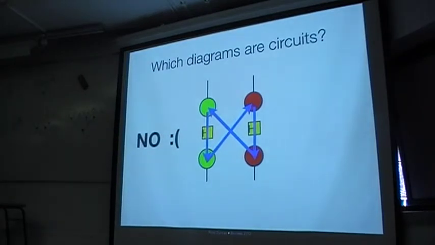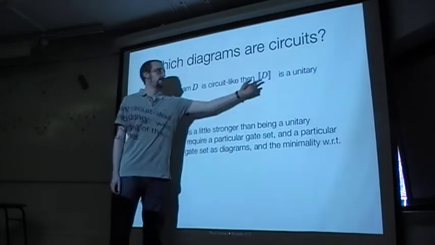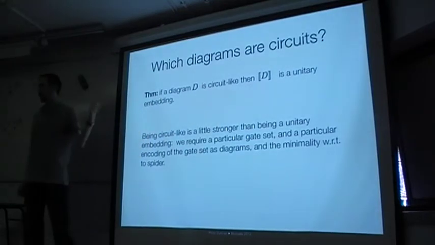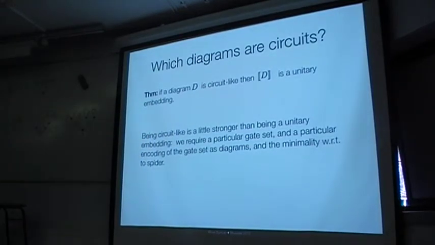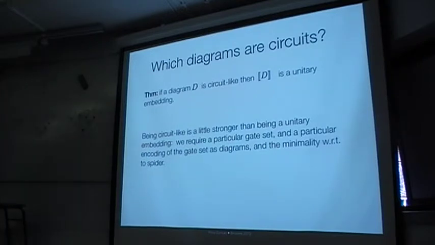And then you have a theorem that says that if the diagram is circuit-like, then its denotation, its interpretation as a linear map, will be unitary embedded. Basically, this means you are a circuit with some number of ancillas. Okay, so this is which diagrams are circuits. So I'm going to try and view the one-way computer in a sort of circuit-like way.